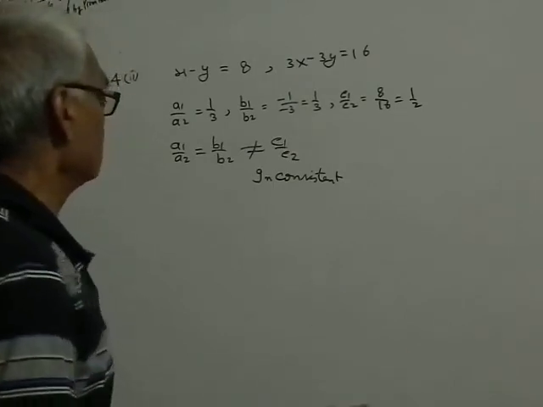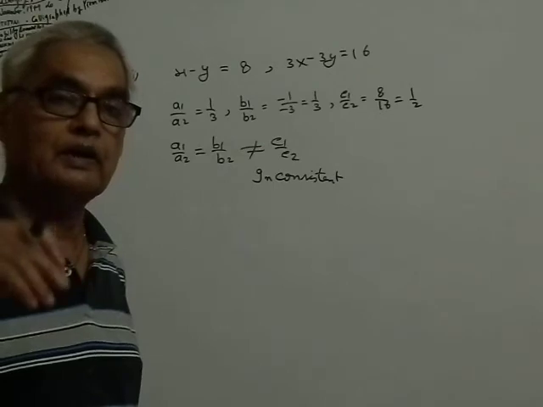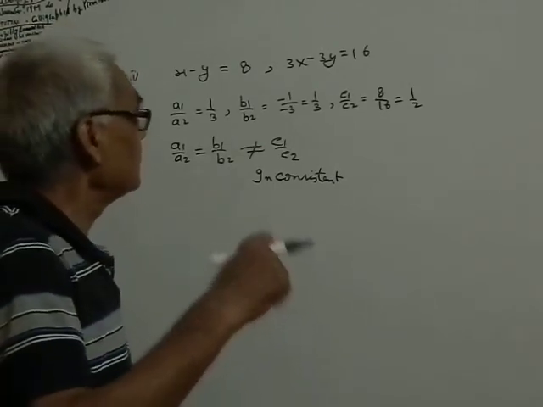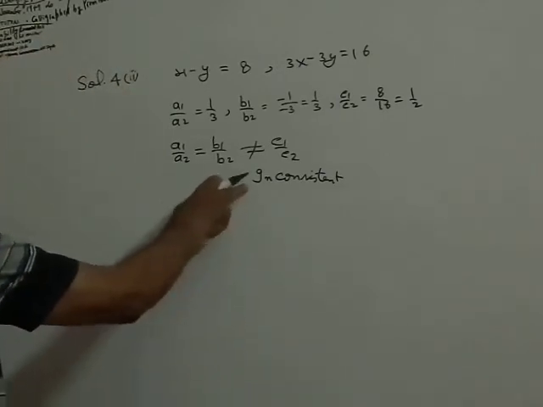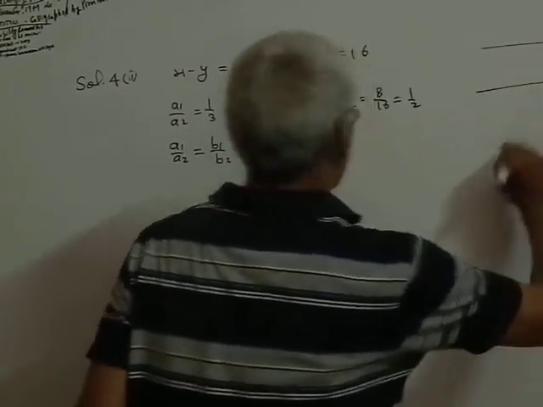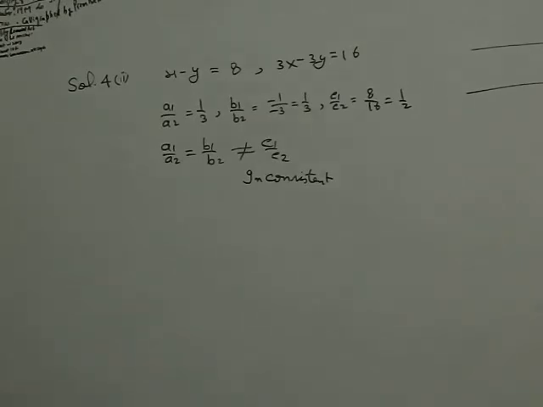This will show you whether the lines will be parallel, or coincident, or intersecting at a point. Here the lines will be parallel, they will not intersect, so these lines will be inconsistent. Now come to the third part.